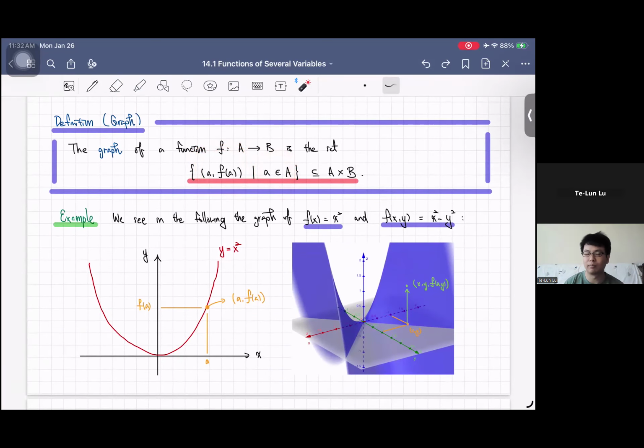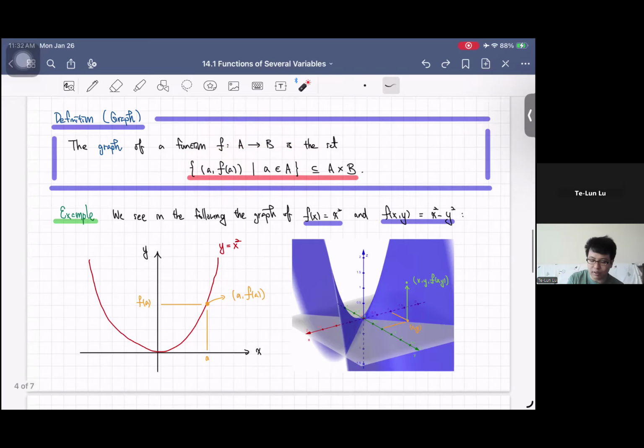So we're collecting all possible values of A, putting them in the first coordinate, and all possible values of f of A, putting them in the second coordinate, and that'll be our graph. So that corresponds to our usual understanding of the graph of a single variable function. Say we're dealing with f of x equal to x squared, then we're just collecting every a and f of a on the plane, right? So it looks like a parabola in this case.